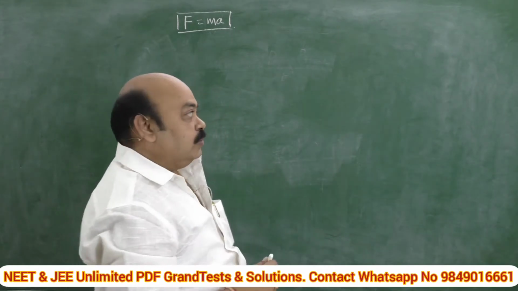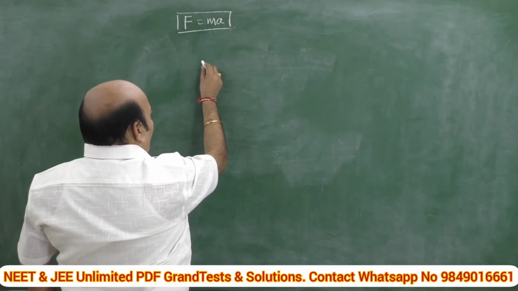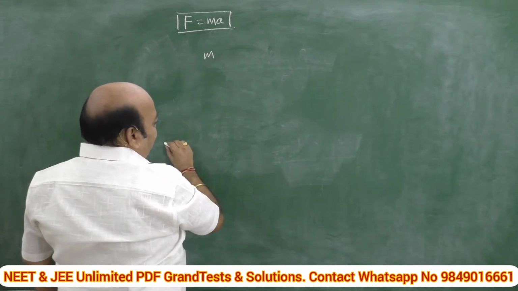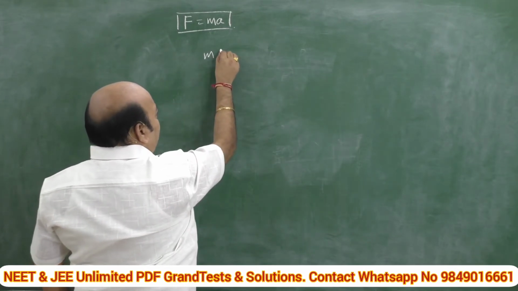What parameters do we have? Let us see. The mass of each bullet is m. What is the velocity of each bullet? It is v.